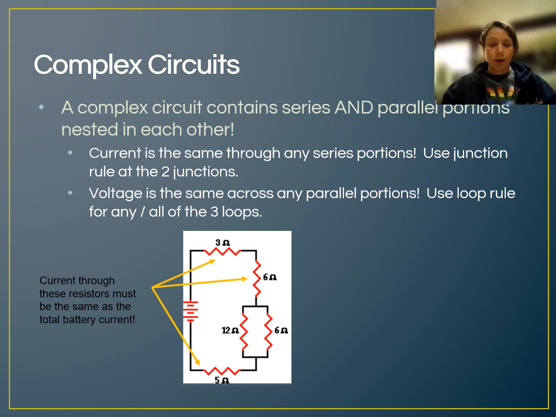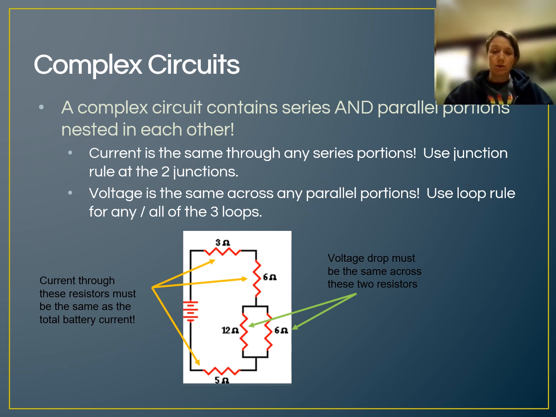The loop law applies when we talk about voltage in this circuit. The voltage is going to be the same in any portions of the circuit that are parallel with each other. So for example, the voltage drop must be the same across those two resistors. But you can also use the loop rule for any of the loops in this circuit. There are actually three loops in the circuit. There are two big ones that include the battery, and there's a little tiny loop that just includes the 12 and the 6 ohm resistor. In any case, the same rules apply for any of those three loops.